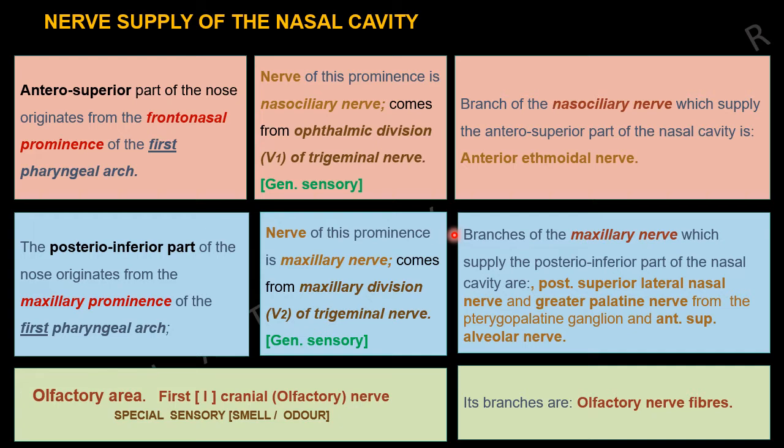Branches of the maxillary nerve which supply the posterior inferior part of the nasal cavity are the posterior superior lateral nasal nerve and greater palatine nerve from the pterygopalatine ganglion, and the anterior superior alveolar nerve. The olfactory area is supplied by the first cranial nerve, the olfactory nerve, for special sensory smell, that is odor. Its branches are the olfactory nerve fibers.